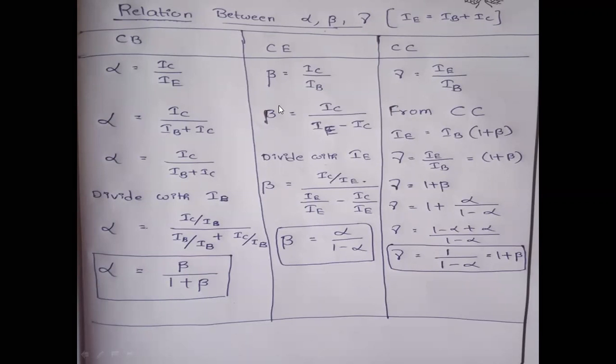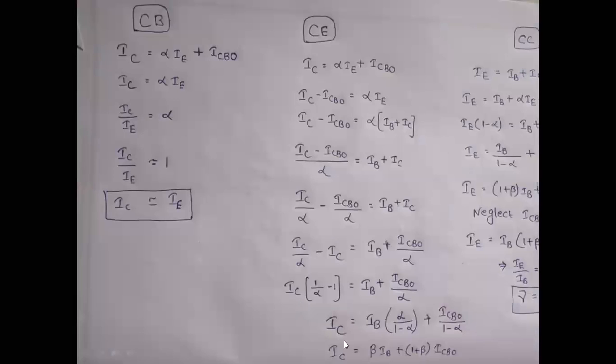IC by IB is beta. From the current equation IE equal to IB plus IC, IB equal to IE minus IC. Divide this entire equation with IE. You will get like this. IC by IE is nothing but alpha, so replace with alpha. IE by IE is nothing but 1. Now we will get beta equal to alpha by (1 minus alpha). That's why I replaced alpha by (1 minus alpha) with beta. The remaining 1 by (1 minus alpha) you also get from this relation. Please go through this. You will understand clearly, and from this equation you can get the clarity.